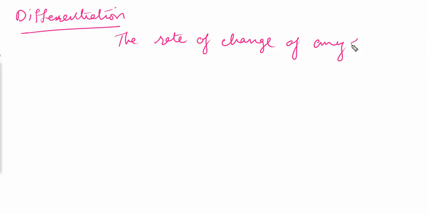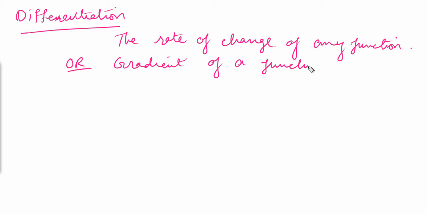Alright, so by definition, differentiation is the rate of change of any function. Or we can put it another way: if we have to find the gradient of the function, that will be called the derivative of that function. So we can just say the gradient of a function or graph. So this is what differentiation is by definition.